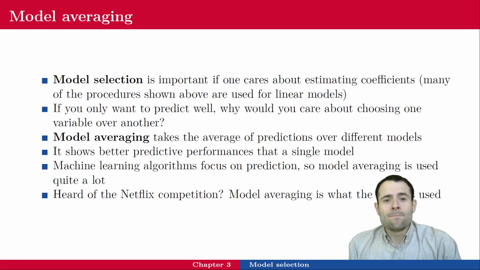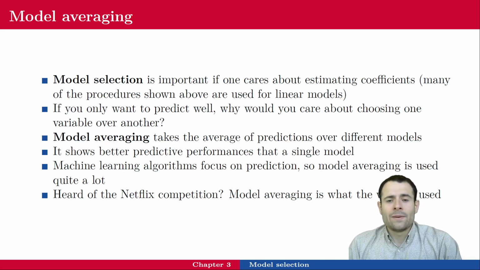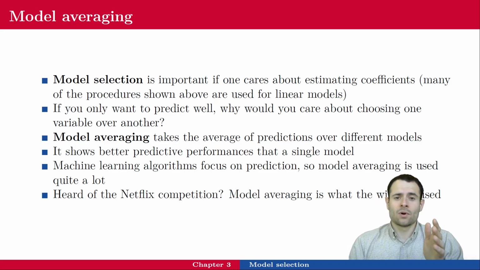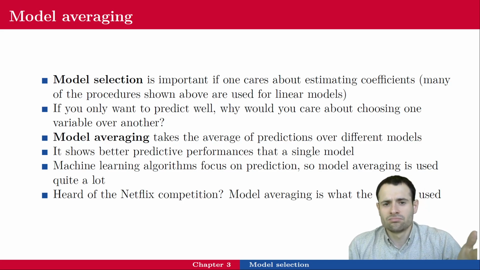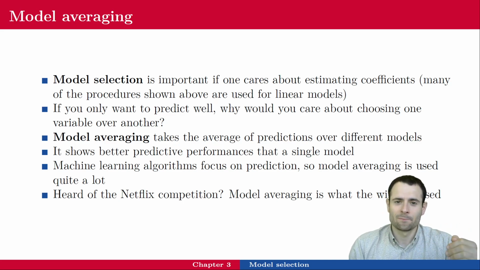It turns out many teams actually did better than Netflix algorithms. And many teams used model averaging. In particular, the winners had some sort of model averaging. So they used all kinds of different models. And I don't think they used linear models because they don't need to specify a linear relationship. They just want to predict.